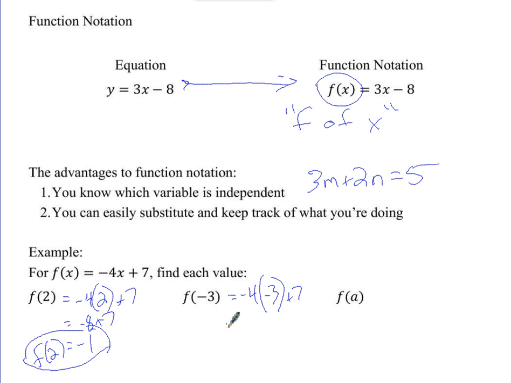Plus 7. And then you just continue. F of negative 3 equals, we got negative 4 times negative 3, which is 12, plus 7 is 19. Good enough. That's the answer. The whole thing is the answer.